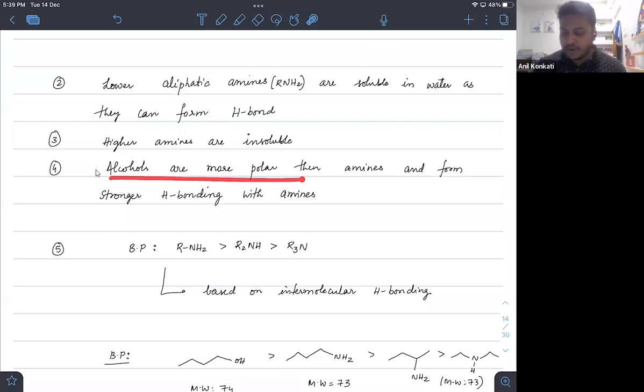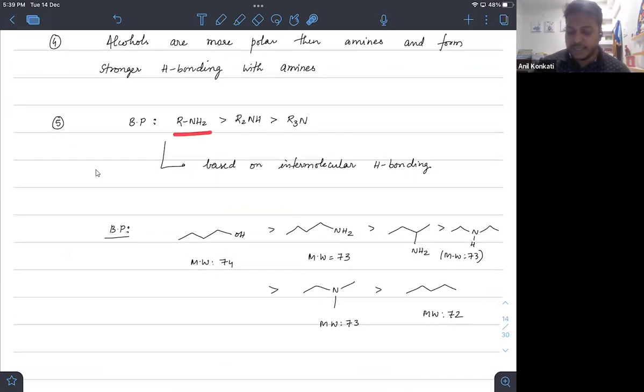And alcohols have more polarity than amines. This has been asked as a statement in one of the advanced exams: alcohols are more polar than amines and form stronger hydrogen bonds. So if you see alcohols and amines with similar molar mass, give more preference to alcohols for boiling points. For boiling point, 1 degree is better than 2 degree and 3 degree. This is based on intermolecular hydrogen bonding.